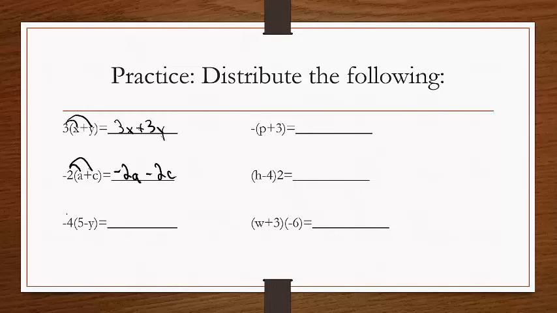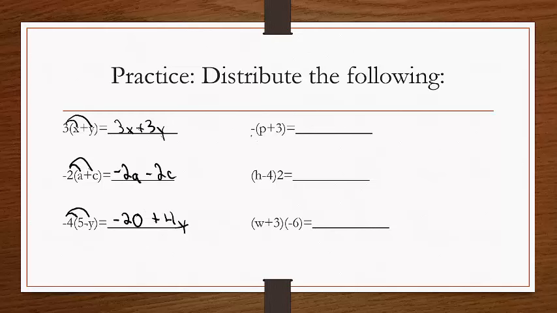Again, we have a negative down here, so we're going to distribute, and we'll get negative 20. This time be careful. I'm doing a negative 4 times a negative y. That's going to make a positive 4y. Again, a negative times a negative is a positive. A negative times a positive is a negative.